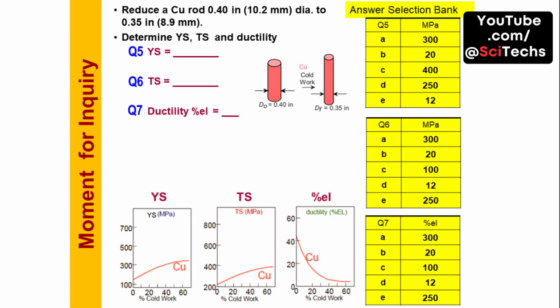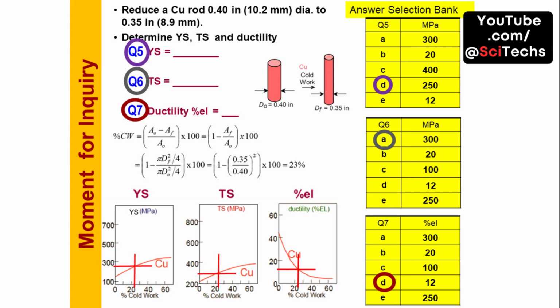Let's apply our knowledge. Determine the yield strength, tensile strength, and ductility of a cold-worked copper rod. Use the provided data to find the correct answers. Review the answers to the inquiry questions. Understanding these values is crucial for predicting the behavior of metals under different processing conditions.